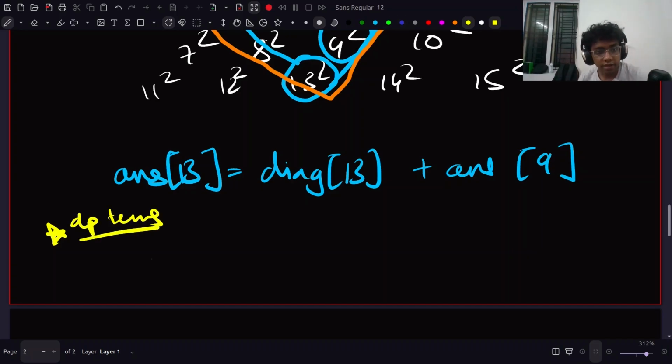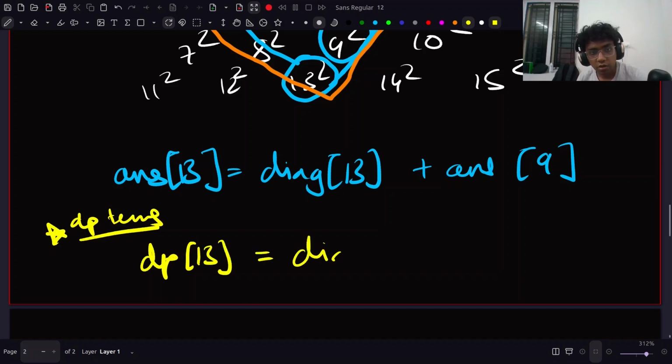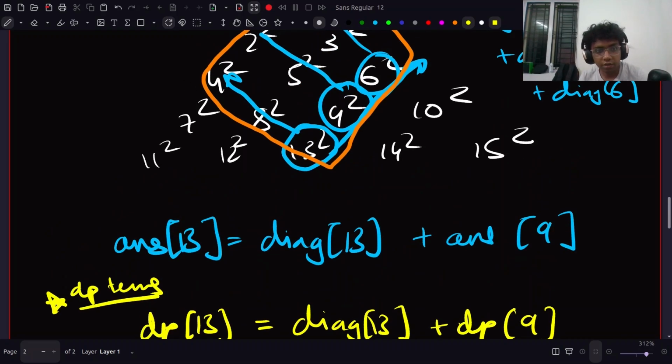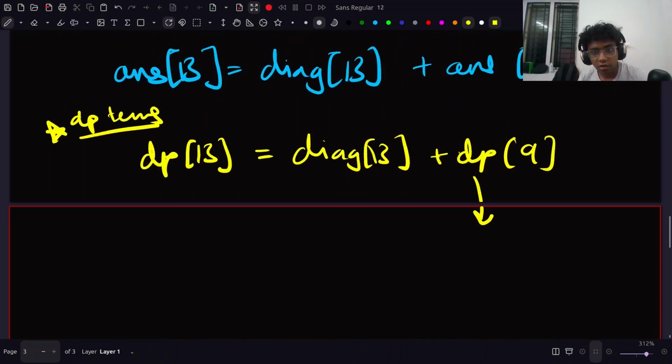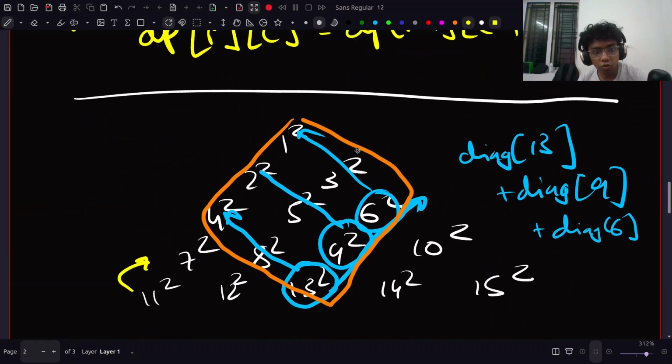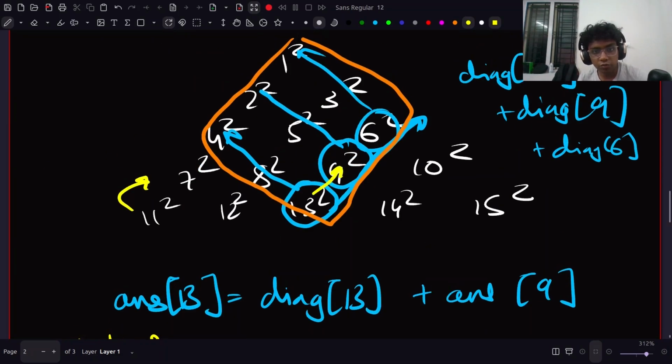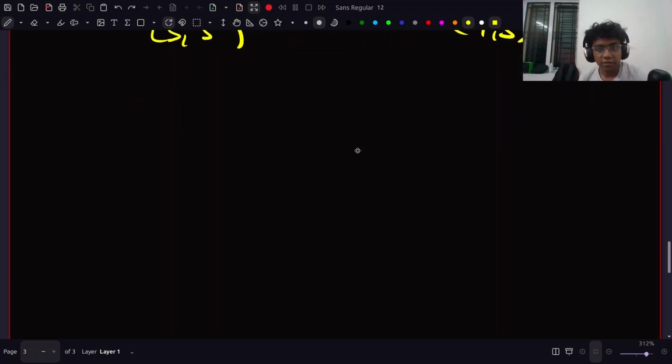In dp terms, we can write it as dp of 13 will be equal to diagonal at 13 plus dp of 9, right? And 9 is basically, if we go one row back and stay in the same column. Like this is row 5, column 3, then this will be 4, 3. So that's all we're doing: from 5 3 to 4 3, whatever the answer was, and we're adding diagonal of 13 to that. So basically we have figured out our answer.